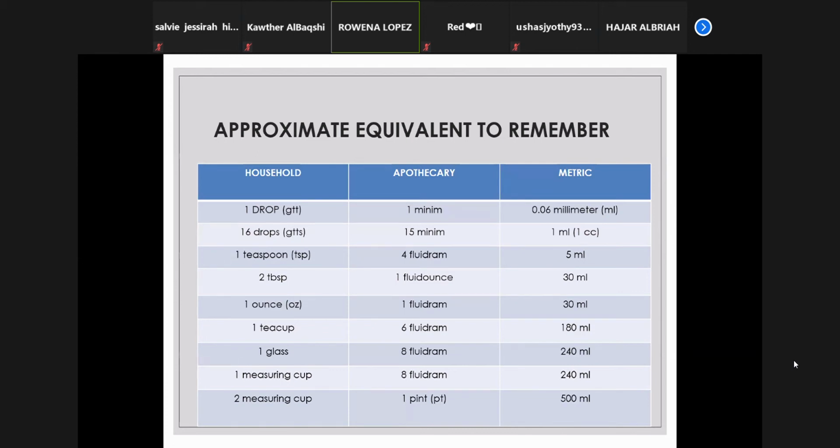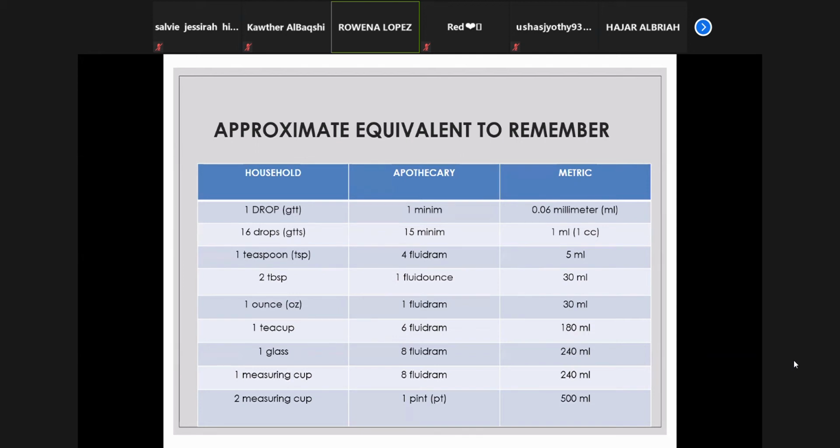So if you're saying I administered 1 drop of Panadol to a newborn baby, since we are now using the metric system, please put in your intake 0.06 ml. And for 16 drops, it's 1 ml or 1 cc. 1 teaspoon is 5 ml, 2 tablespoons is 30 ml, 1 ounce is 30 ml.